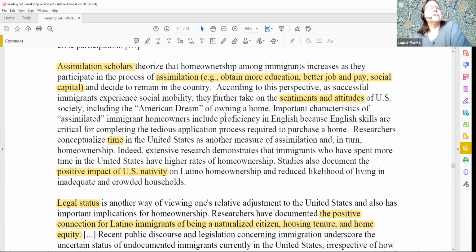In addition to this, people who are assimilating take on what they call the sentiments and attitudes of US society, which includes the American dream of owning a home.